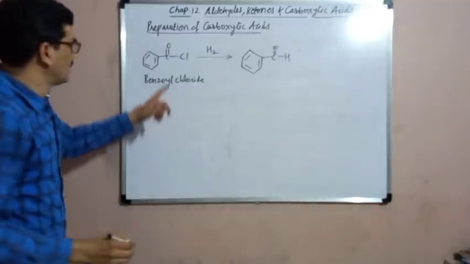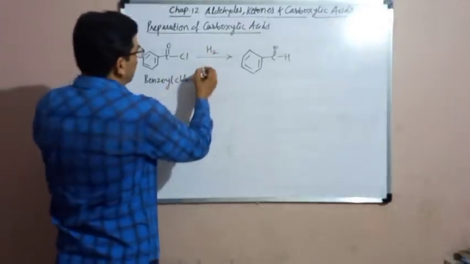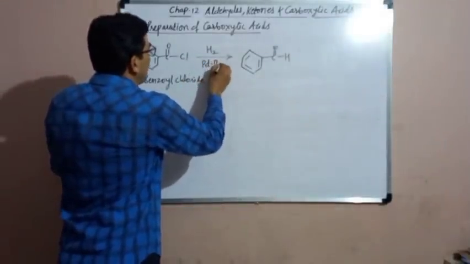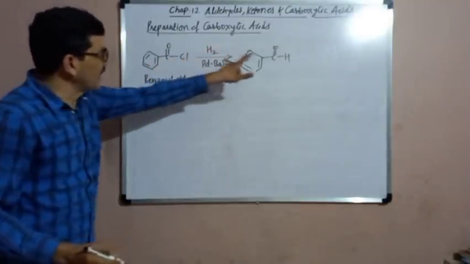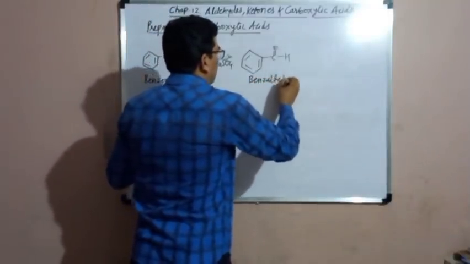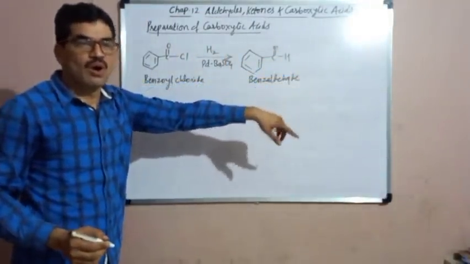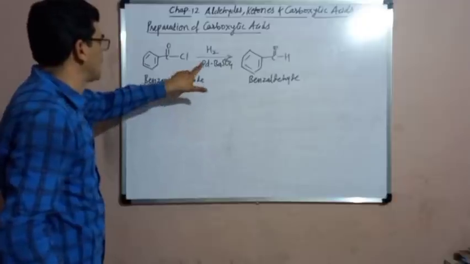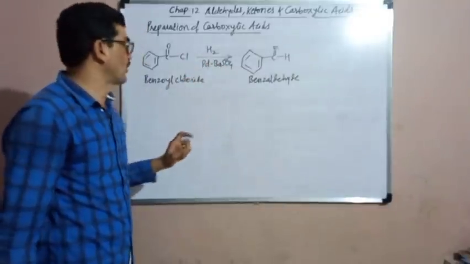Rosenmund reduction involves the reduction of an acid chloride by using hydrogen, in presence of Pd, which is poisoned by BaSO4. Here this acid chloride directly gets converted into the aldehyde. This is the benzaldehyde. This reaction is known as the Rosenmund's reduction, which we have already studied. Here the hydrogen reduces this acid chloride, benzoyl chloride, in presence of palladium as a catalyst. This palladium catalyst is poisoned by BaSO4.